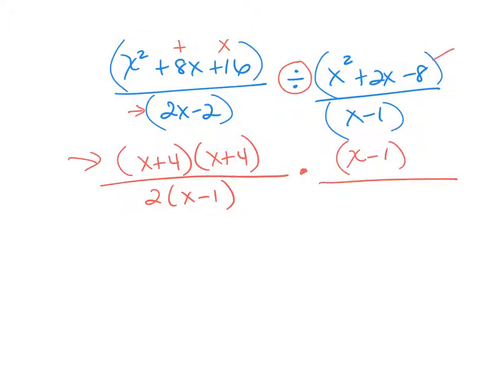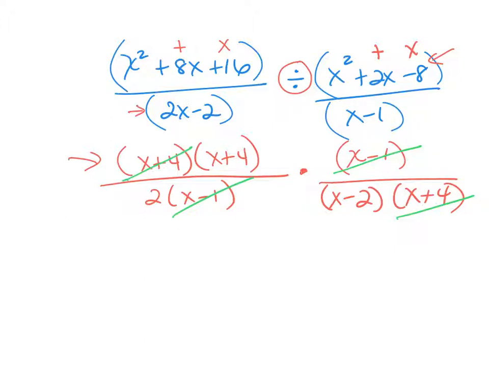But let's look at this one right here. What times what is -8 and added together is 2? So it's going to be x minus 2, x plus 4. Now you have flipped the guy, you have factored everybody. Now we're going to be canceling. Remember these parentheses, it's all or nothing. So this guy here can go with this guy here, and this guy here can go with this guy here.